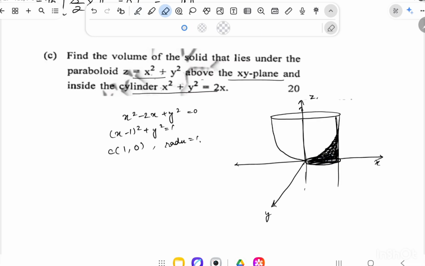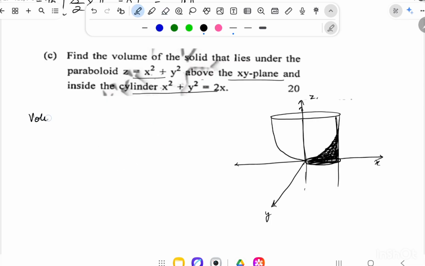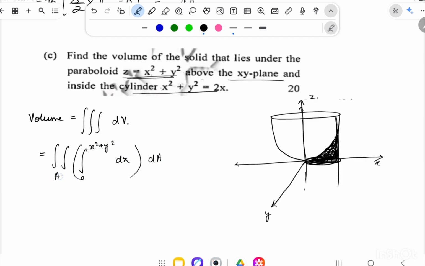Now the volume will be basically equal to the triple integration of dV. Now, our z on the xy plane is 0 and it is bounded above by this, so it will be the same as the double integration of z from 0 to x square plus y square dz into dA, where A is basically the shadow of this region on the xy plane.